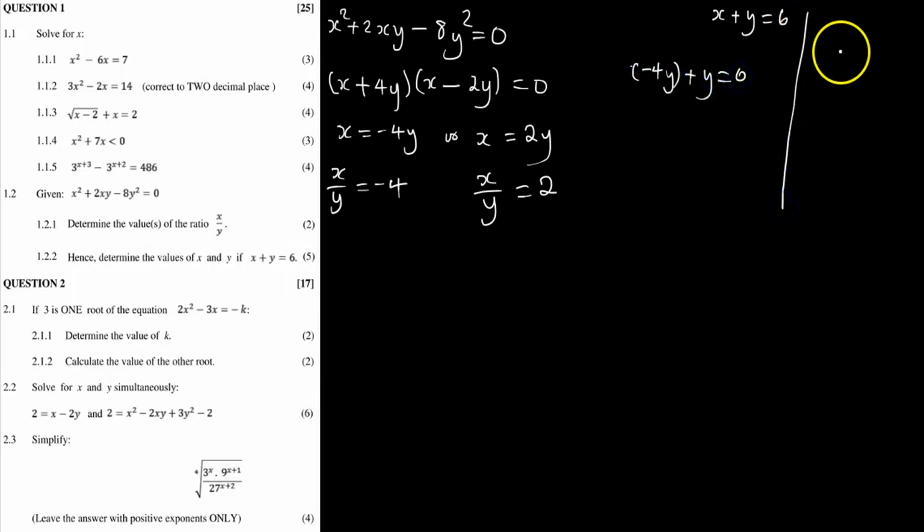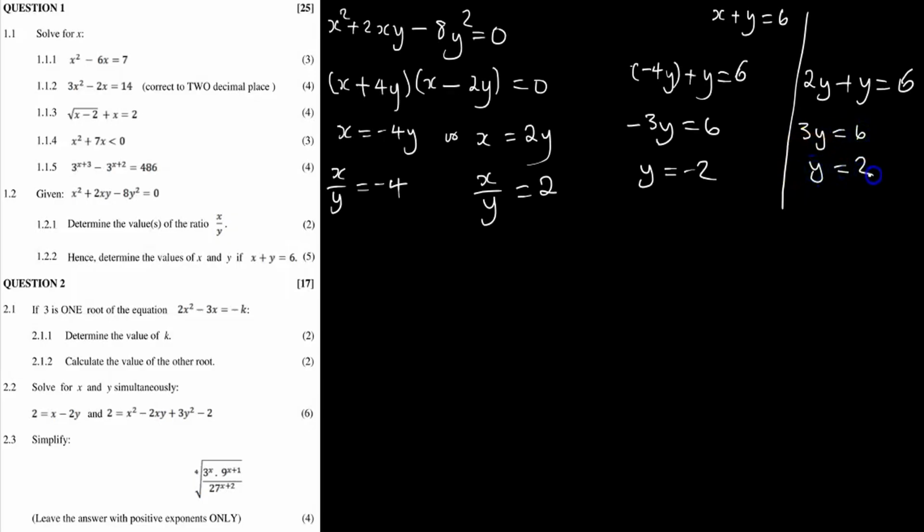Then the other one is going to give us, where there's x, we substitute 2y. So there's 2y plus y equals 6. And then we say it's negative 3y equals 6. Then from there you divide by negative 3 on both sides, you've got negative 2 this side. 3y is equal to 6, then y is equal to positive 2. Then you take the negative 2, substitute into this one, and solve for the x value.